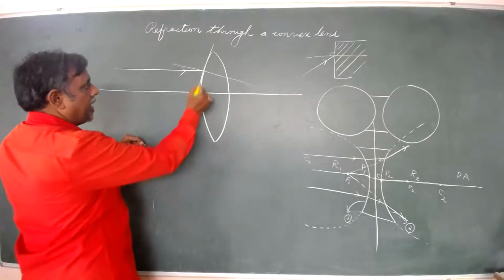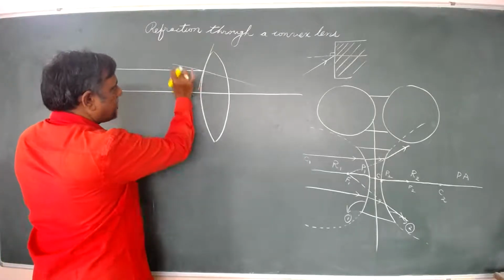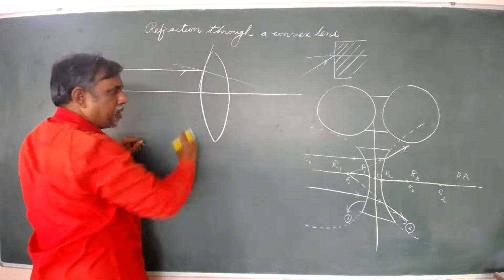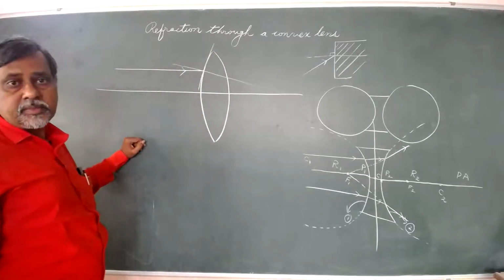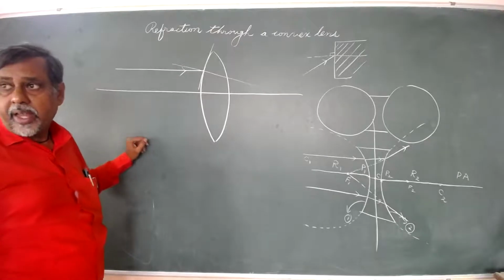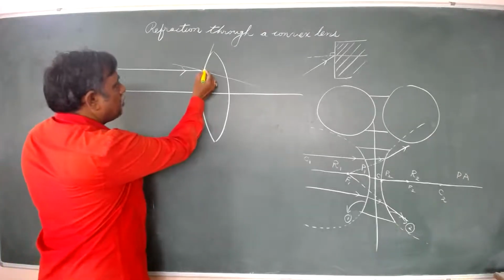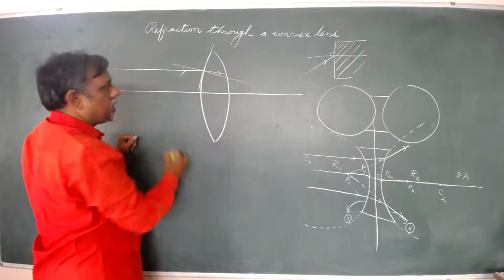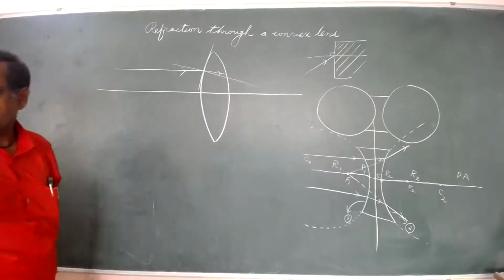Right? Now, as the light ray passes from air into the glass, from the rarer medium into the denser medium, what happens? The refracted ray will be bending towards the normal. Towards the normal in the sense in this way. This must be the propagation of the light ray towards the normal.